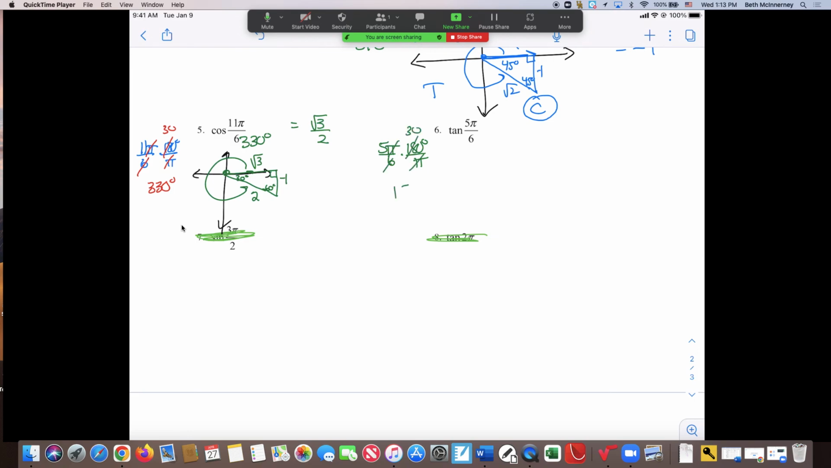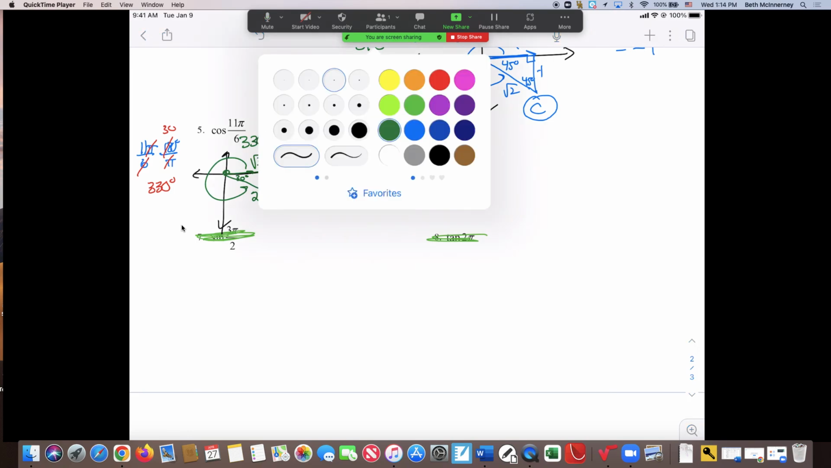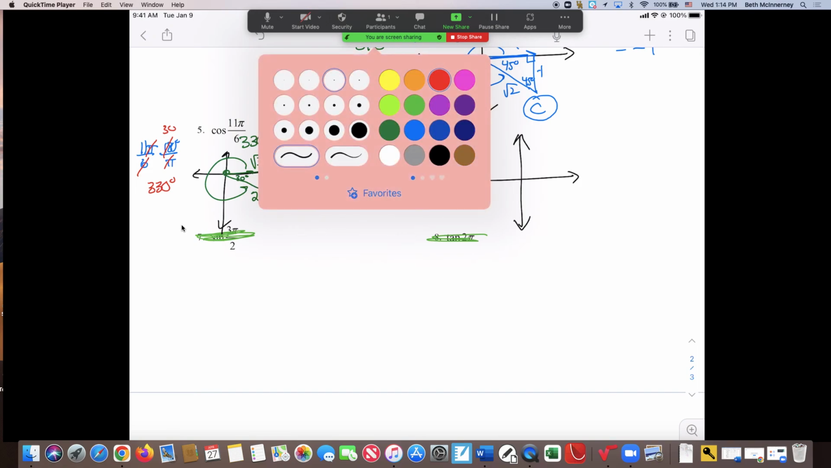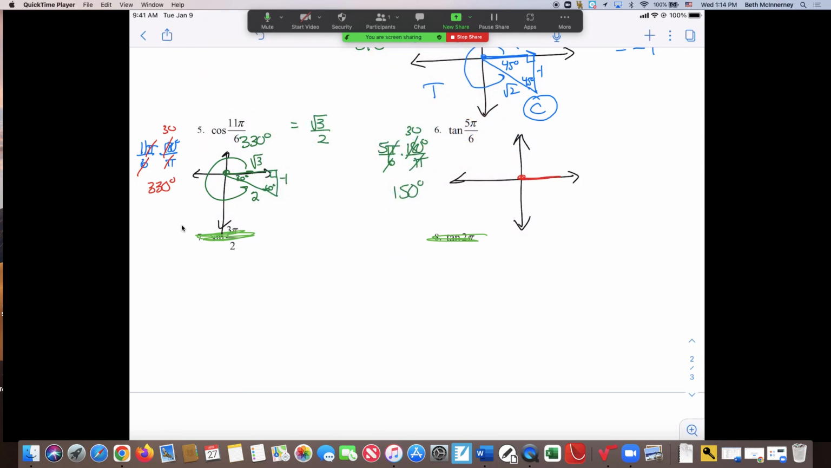All right, did you get 150 degrees? Yes. What quadrant will we find 150 degrees? Second. How many degrees away from the x-axis is it? 30. So this is going to create a 30, 60 right triangle. I'm left, so that's a negative. I'm up, that's positive.